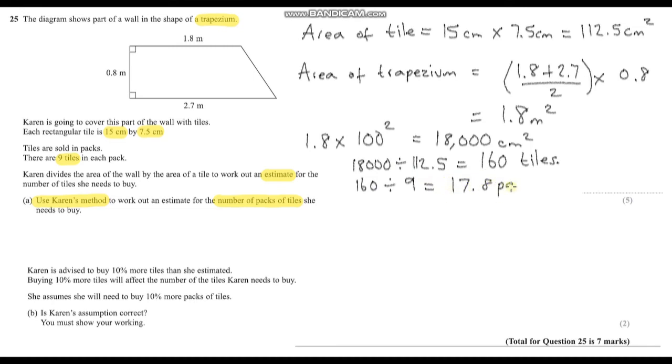17.8 packs. Now, obviously, you cannot buy 0.8 of a pack, so we're going to have to round that up to 18 packs. So our answer is going to be 18.